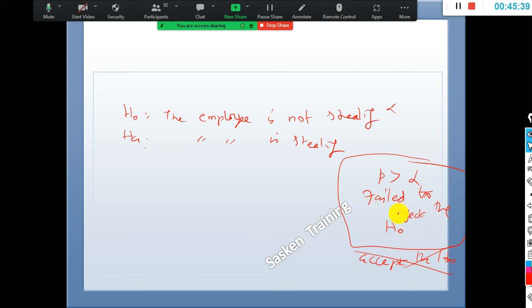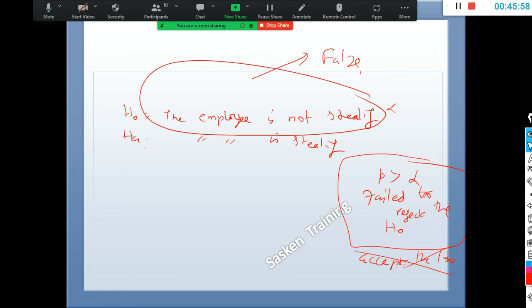Instead, you need to say that because of lack of evidence, because my p-value is greater than alpha, hence I fail to reject the null hypothesis. When you fail to reject, is this a true null hypothesis? No, it is a false null hypothesis. So, fail to reject the false null hypothesis. This is called a type 2 error.